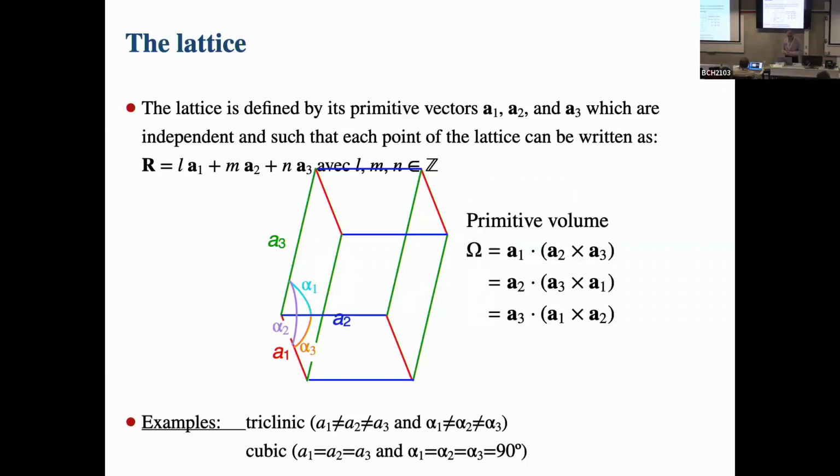So the unit cell is typically defined by 3 lengths, A1, A2, and A3, and 3 angles, alpha 1, alpha 2, and alpha 3, which define the 3 vectors, A1, A2, and A3, okay? And you have the example of the triclinic system in which the 3 different lengths are all different, and the 3 angles are all different.